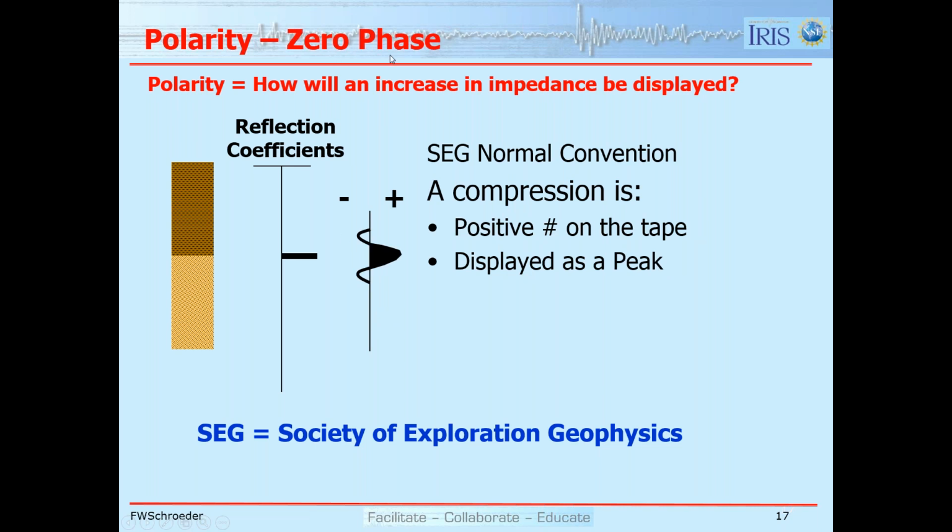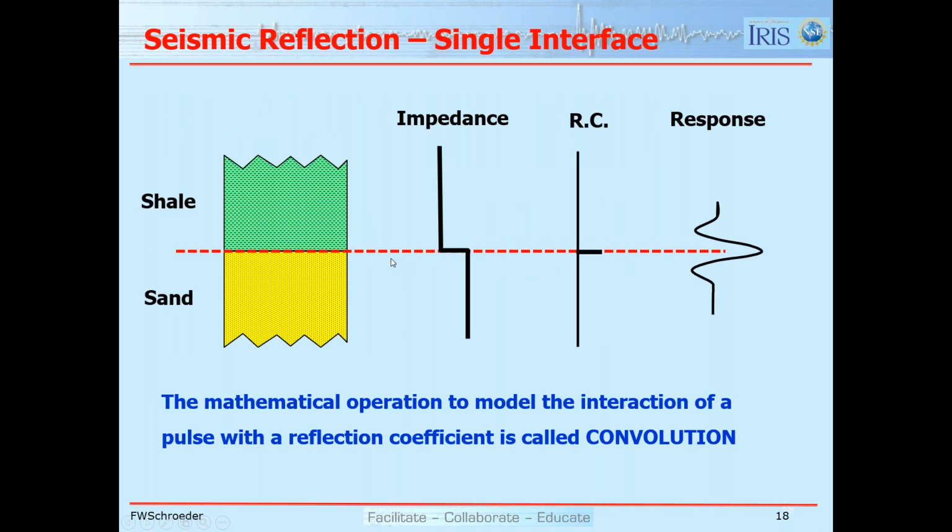If, however, we have a zero phase pulse, SEG normal for that is that a compression, an increase in impedance, a positive reflection coefficient, would be represented by positive numbers on the tape, and it would be displayed as a central peak with a little bit of side lobe energy before and after. So if we have a single interface, like I talked about before, shale sitting on top of sand, or in this case a lower impedance shale with a step up to a higher impedance shale, it would generate a positive reflection coefficient, and the zero phase response, SEG normal convention, would be a central peak with a little bit of energy as a precursor and a little bit as a postcursor.